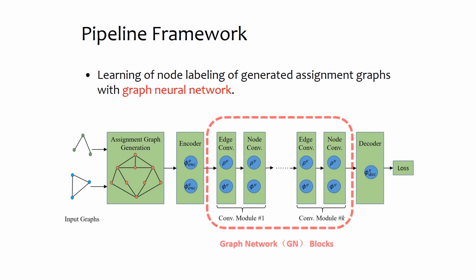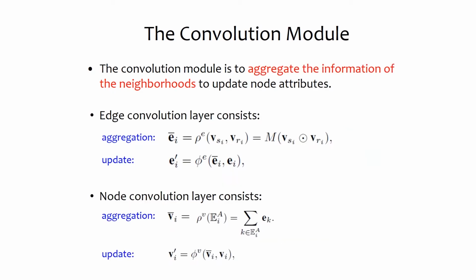The convolution module is the core component of our learning framework, which convolves the information of neighborhoods of each node to form a structured representation through several convolutional operators. Each instance of the convolution module consists of an edge convolution layer and a node convolution layer. They both consist of an aggregation function and an update function, where M is a parametric matrix. Both update functions are parameterized by MLPs.